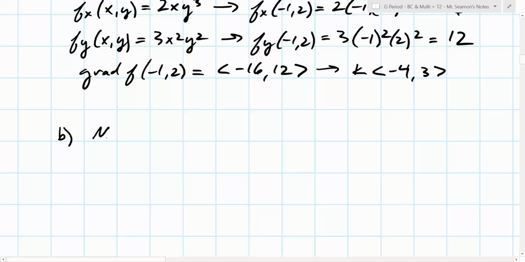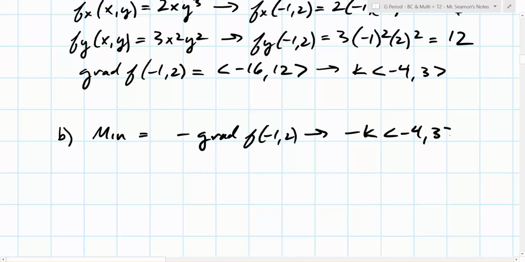So what's the min rate of change? Min is going to be the negative grad of f at (negative 1, 2). So what's that going to be? Negative k times (negative 4, 3), like that. Or you could say k times (4, negative 3). Whatever you want, right? Just the opposite direction. Okay, and then C asks, in the direction at which the rate of change is 0. So 0 means what?